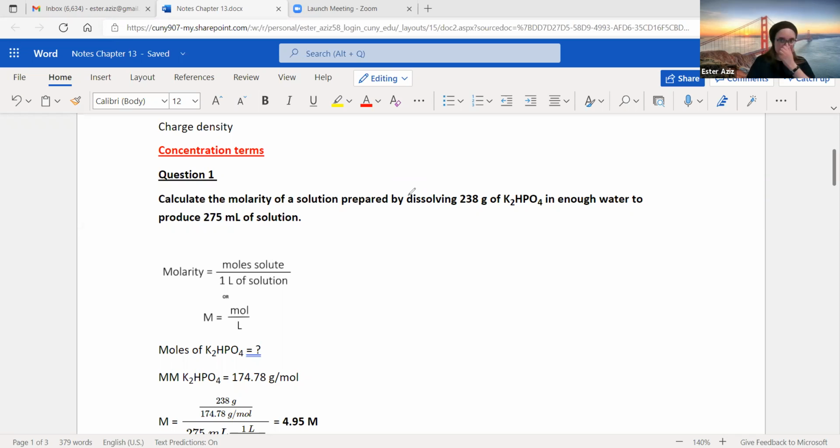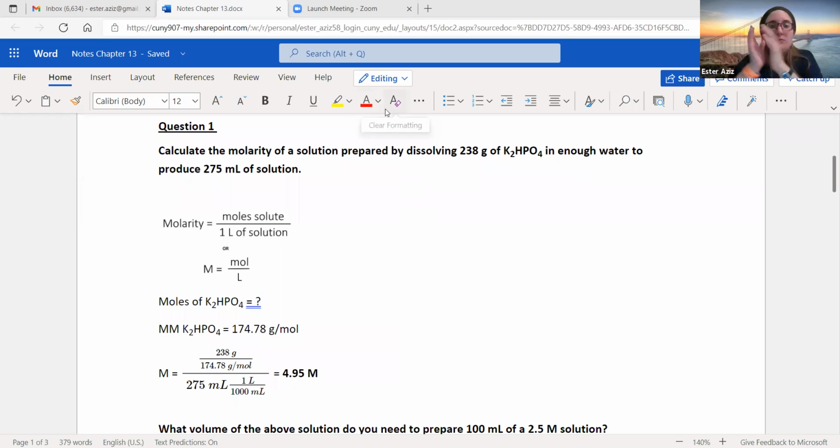All right, so that's question 1. It's a simple question, and it says: calculate the molarity of a solution prepared by dissolving 238 grams of K2HPO4 in enough water to produce 275 milliliters of solution.